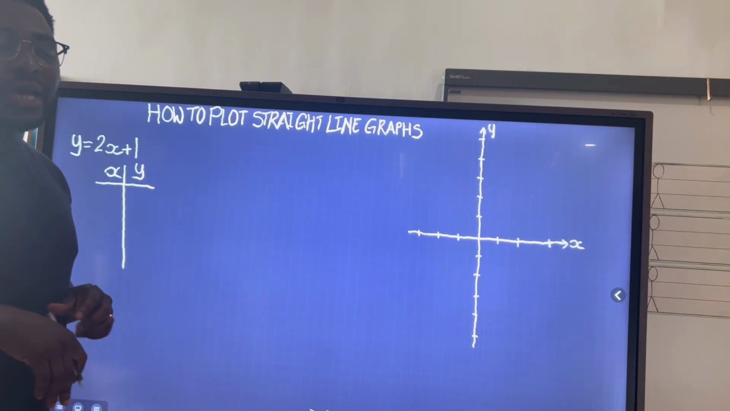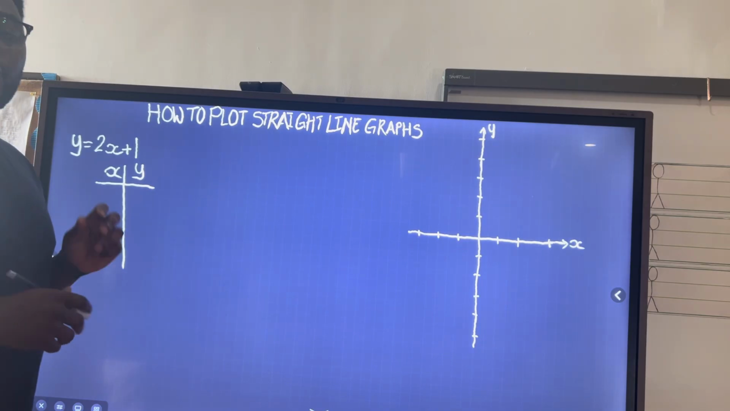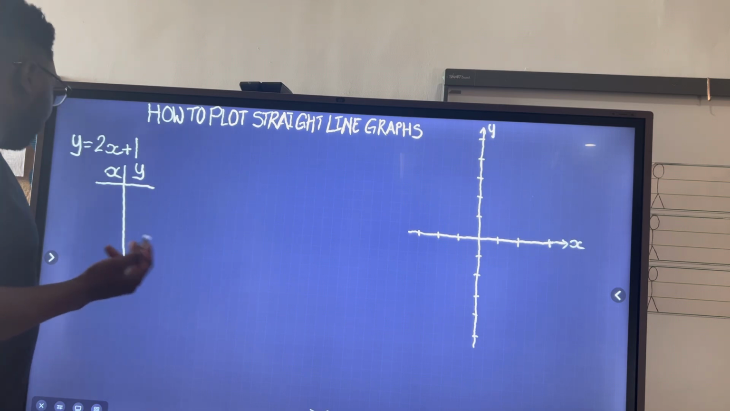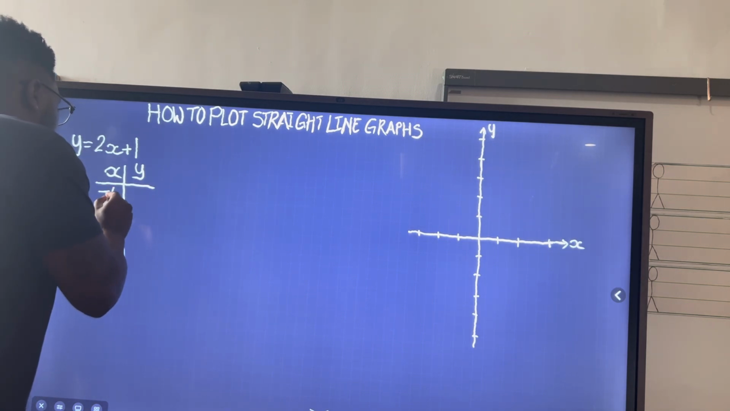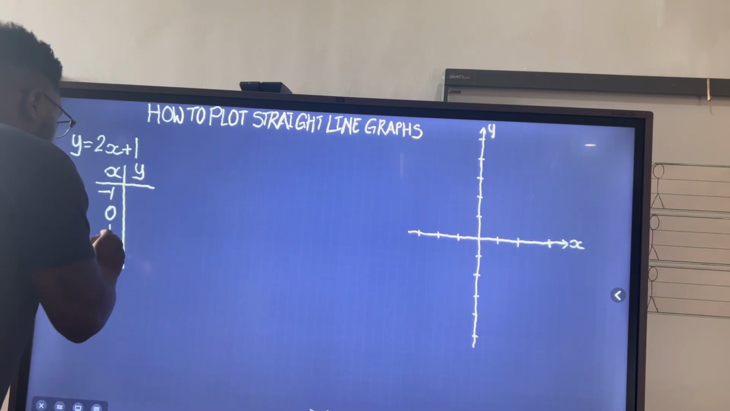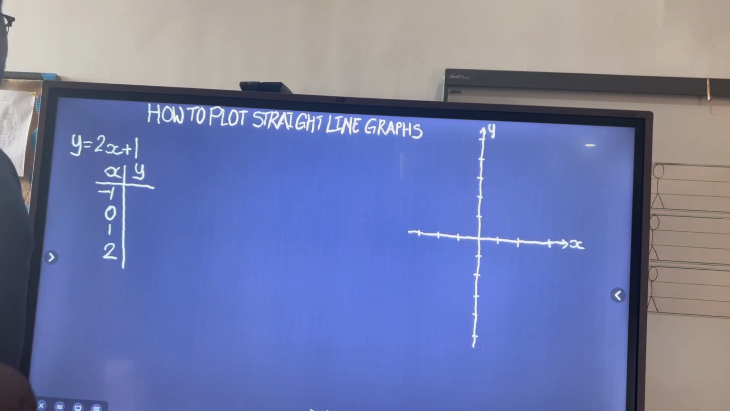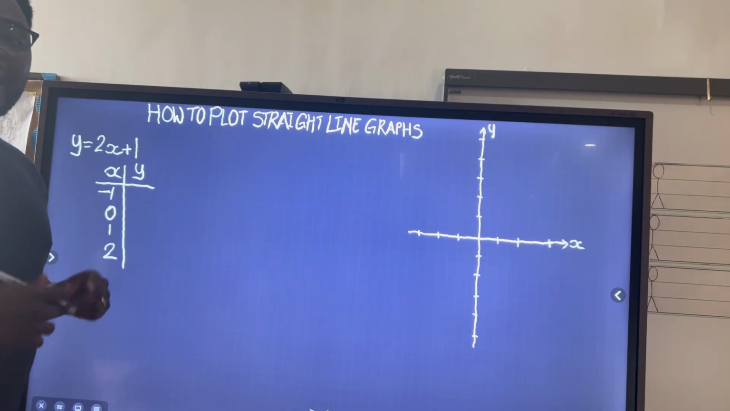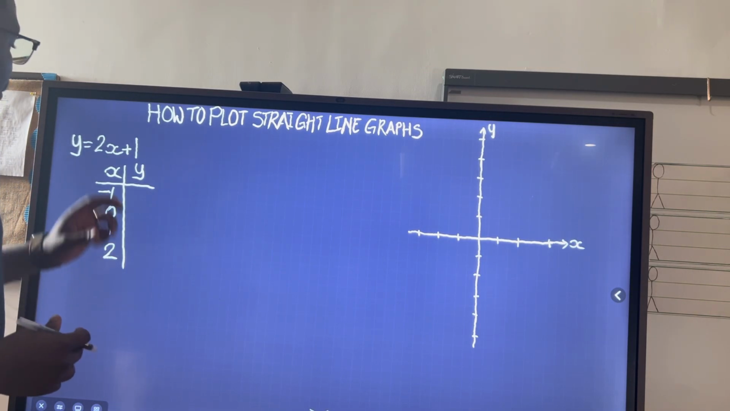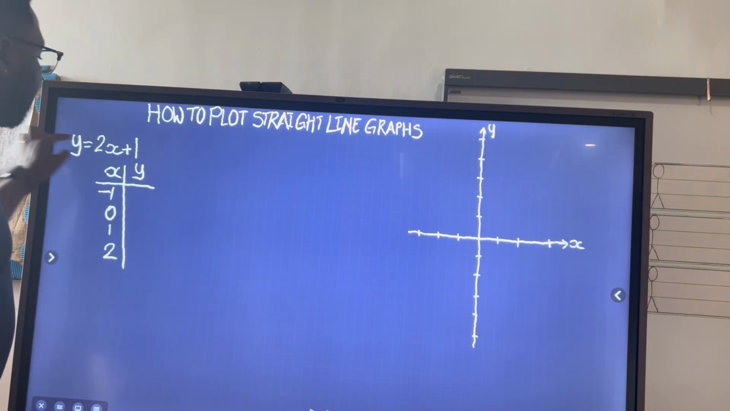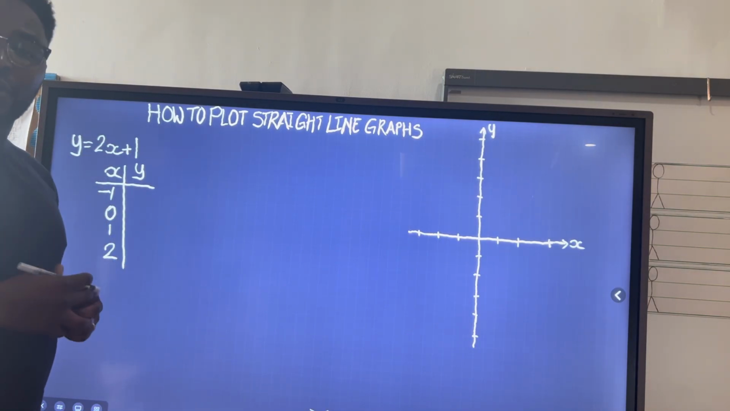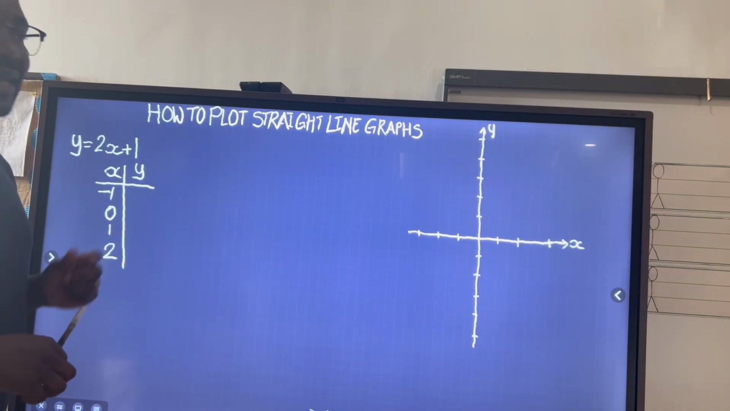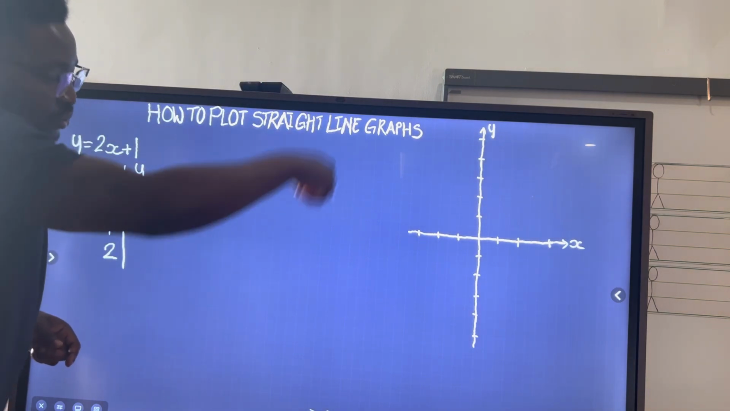For x values, I usually advise students to choose at least 3 to 5 values. So for me, I will choose -1, 0, +1, and 2. So I have chosen 4 x values. These are not the only x values that you can choose. You can choose any x values as long as they satisfy the equation, but I usually advise students to pick small x values, as they are easy to calculate and to graph.